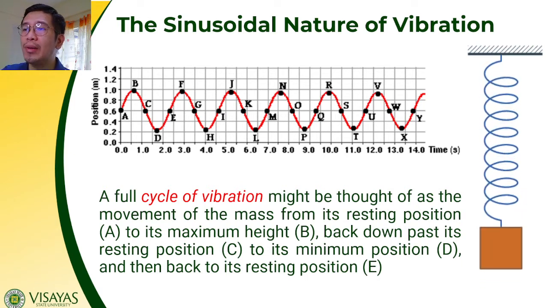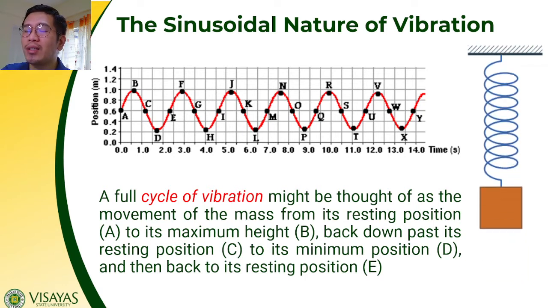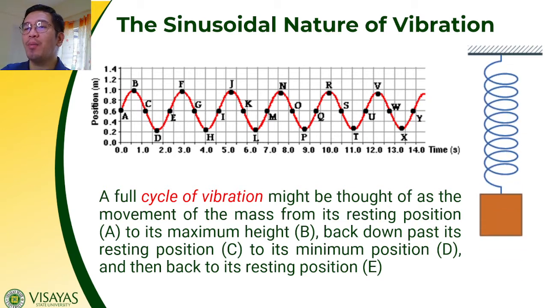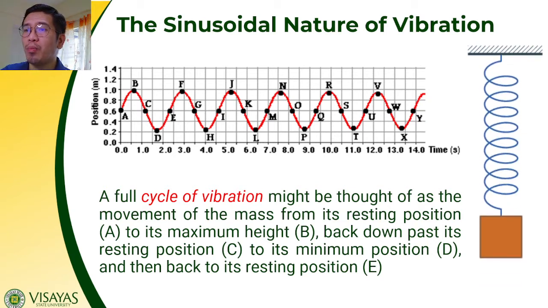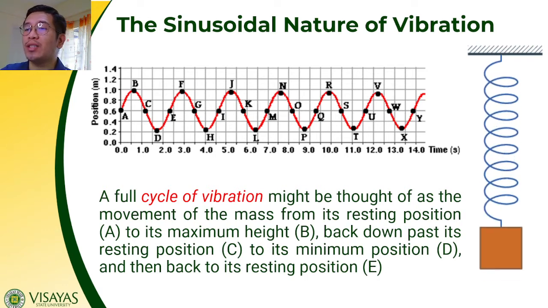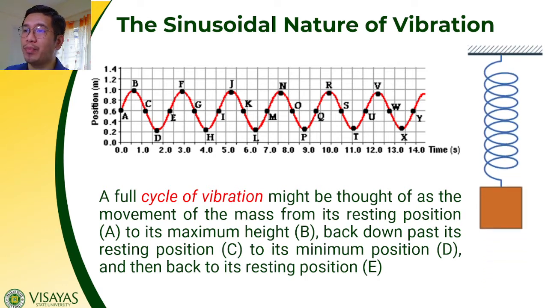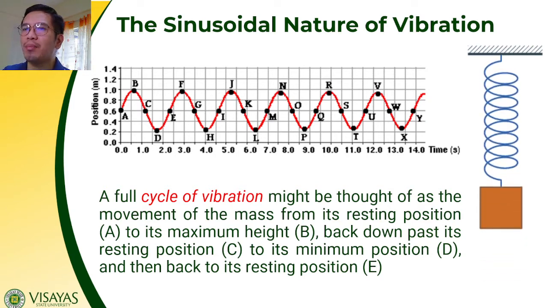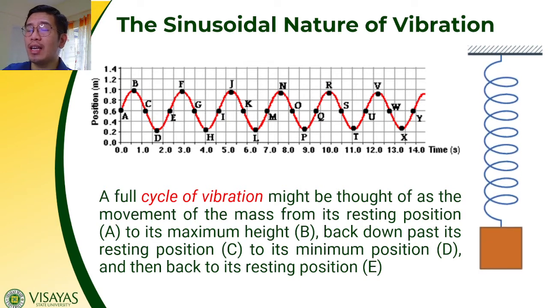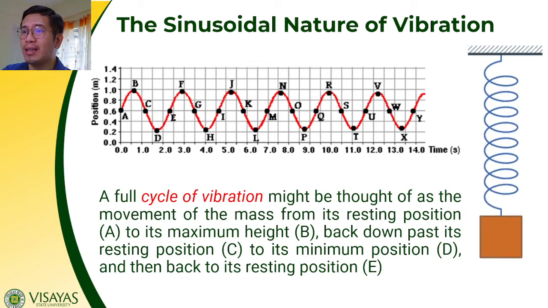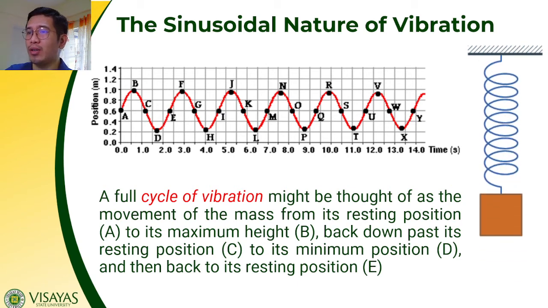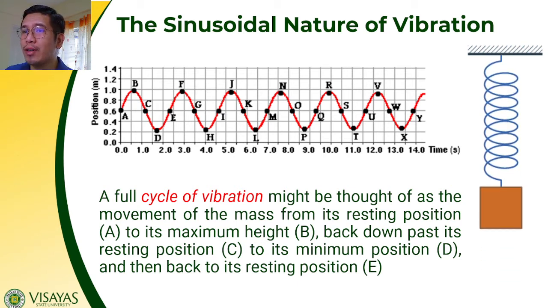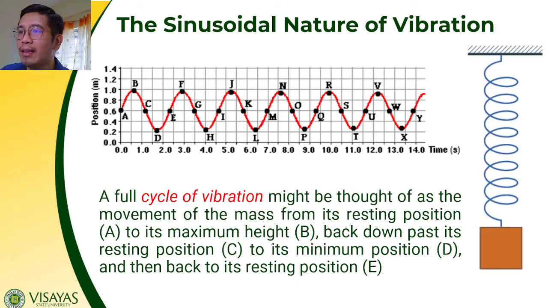In the 6th full cycle, the mass moves from a resting position U up to point V, back down past point W to point X, and finally back to its resting position at point Y in the time interval from 11.6 seconds to 13.9 seconds. This represents a time of 2.3 seconds to complete the 6th full cycle of vibration. As we can see, the 1st and the 6th cycles are identical.